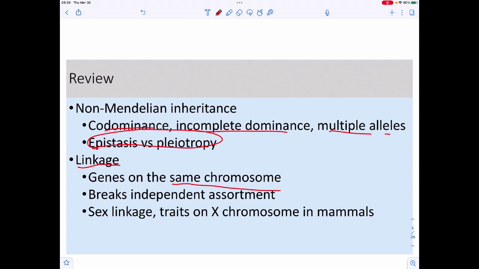But more importantly, we looked at the concept of sex linkage, and that's when we have traits found on sex chromosomes, which are the X or Y chromosomes in mammals. And mainly when we say sex linkage, we mean the X chromosome with us mammals. And the result is you get some weird genetic patterns.